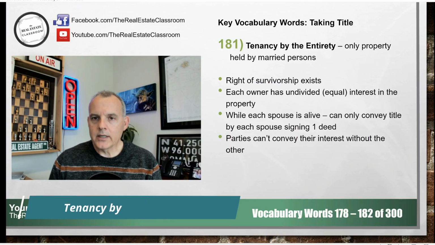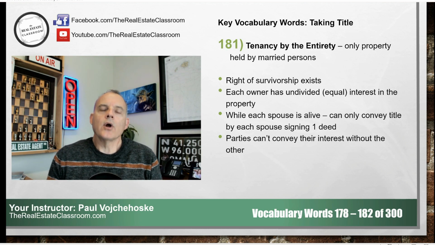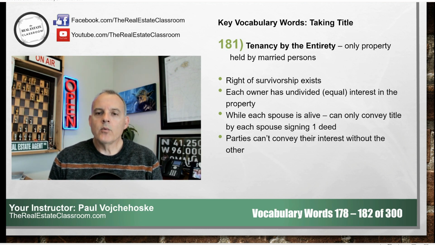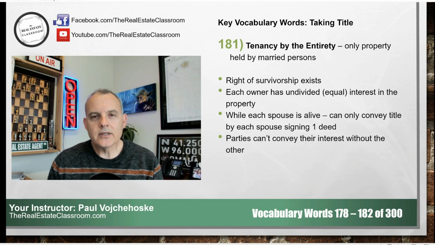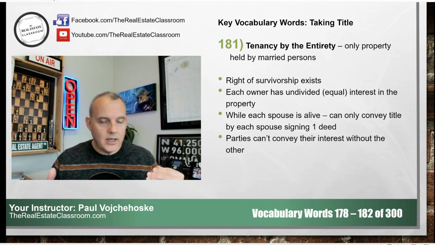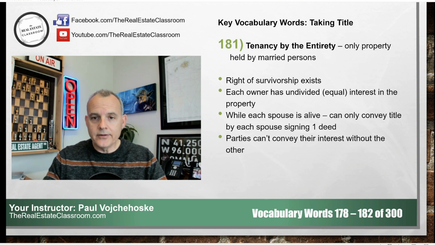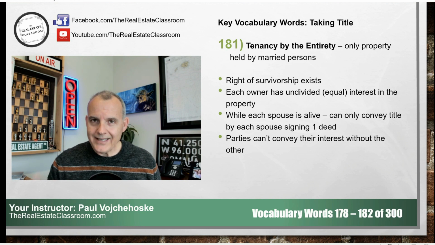Number 181, tenancy by the entirety. Now, tenancy by the entirety is reserved only for married persons, period. All right. So there are some things about tenancy by the entirety you have to know. Number one, there is a provision that allows the rights of survivorship, as we discussed in the previous slide. There is a mechanism for rights of survivorship. Number two is each owner has an undivided interest, meaning an equal ownership interest in the property. Number three, while the husband and wife or the two partners are alive, the only way that they can convey title is by each spouse signing one deed.